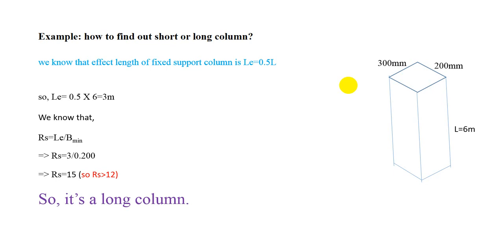Suppose we use a column of 12 feet or 10 feet. Generally for house building it's 10 feet. So for a 10 feet column, its dimension should be 300 millimeter by 200 millimeter, like that. So it will be a short column. In this way, we can find out whether our column is short or long, and also the effective column to use in a building, and which type of failure will be more serious for our building.